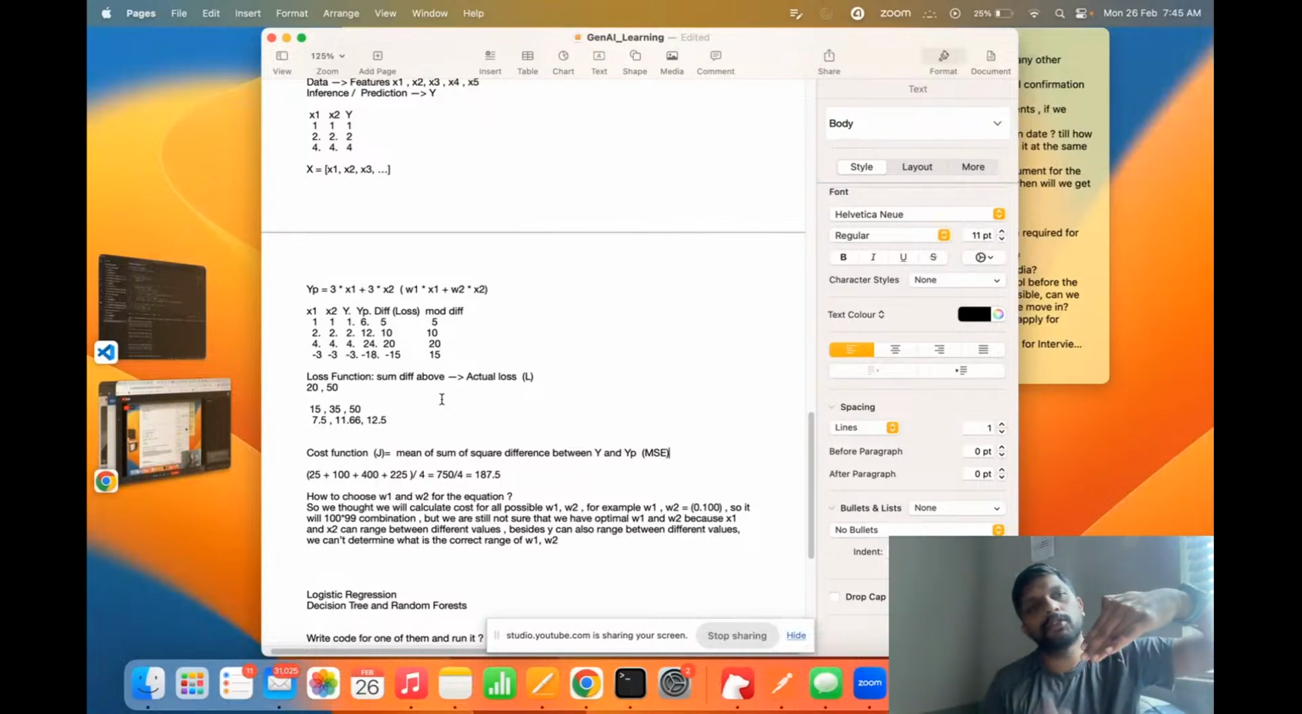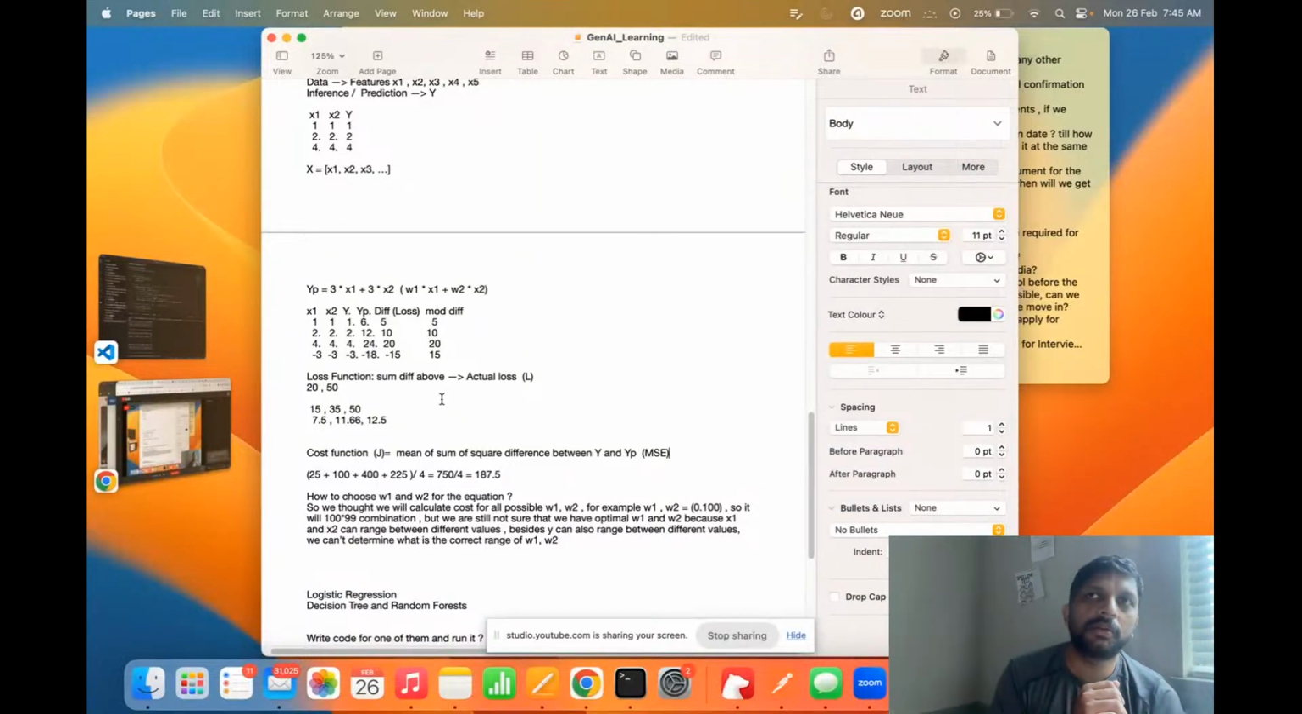We thought we should descend in order to reach the lowest cost. Lowest cost is where you have the best possible W1, W2. Lowest cost means error is low. Error is low means YP and Y are very close. YP and Y being very close means the predictions are more accurate.